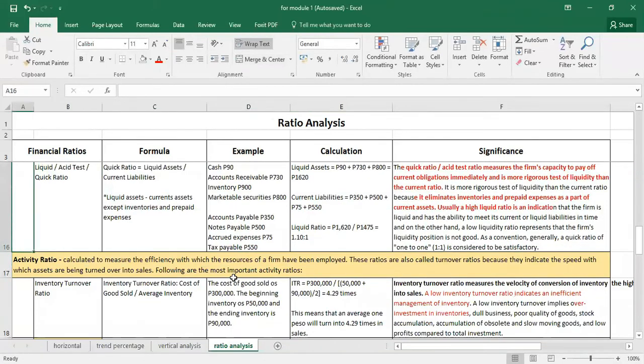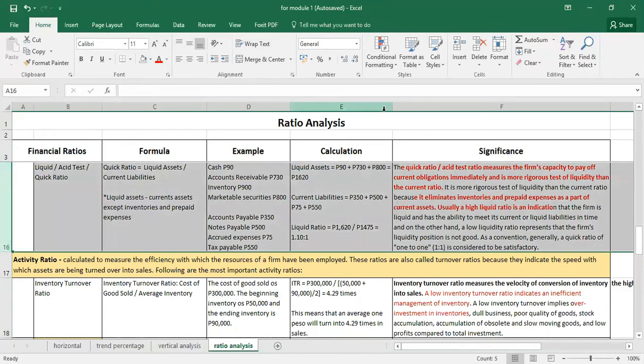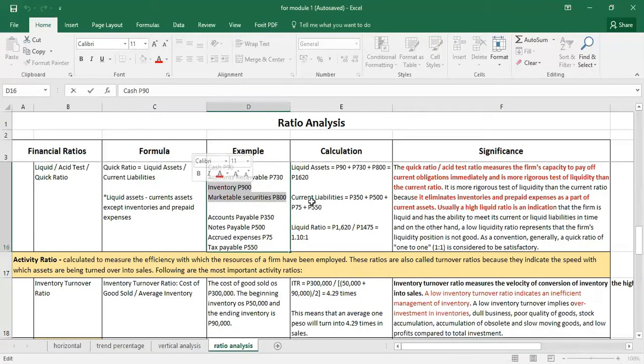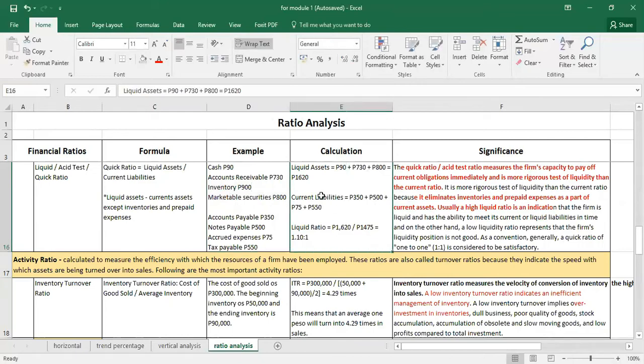Okay? Sa liquid test ratio natin, from the current asset, inileless natin yung mga non-liquid assets. So, sa current asset, meron tayong mga liquid and non-liquid talaga. Ang mga non-liquid assets natin, ito yung mga hindi or mahirap ma-convert into cash. We have the inventories, hindi marketable securities, and the prepaid expenses. So, ang liquid assets nating mako-consider are the cash and the marketable securities.